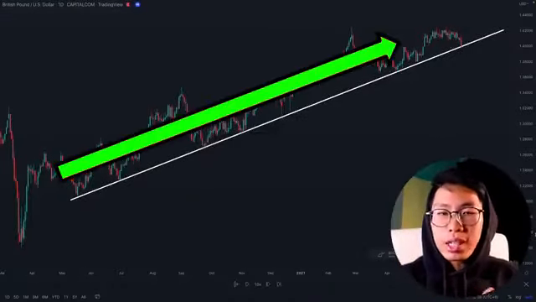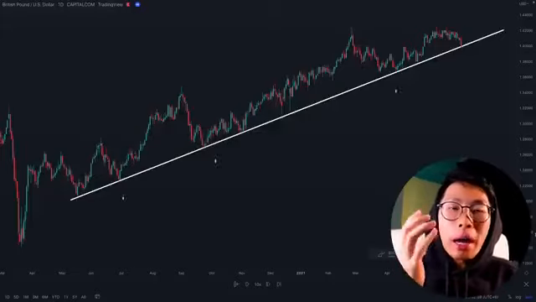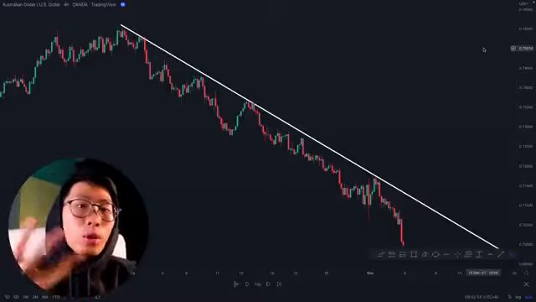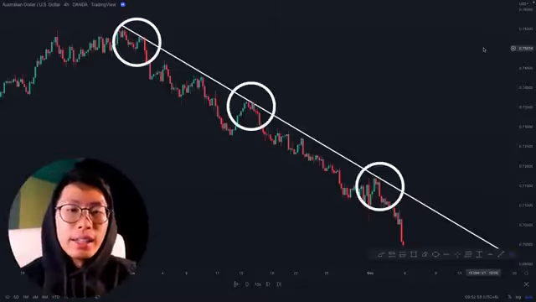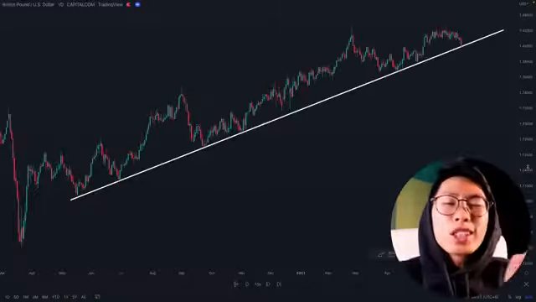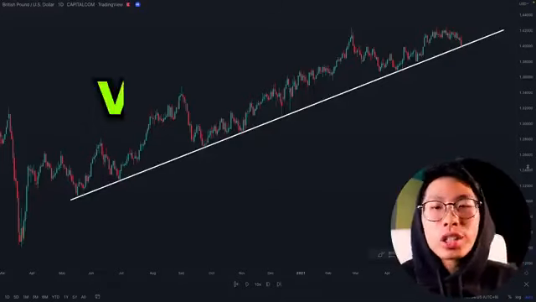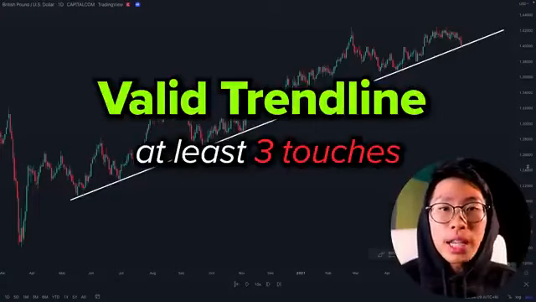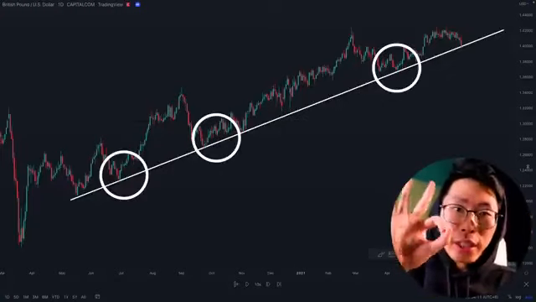Obviously. In an uptrend just like this, you want to connect all the higher lows with your trend line too. In a downtrend, you want to connect all the lower highs with your trend line. Make sure you try to get as many touches as you can, because for a trend line to be valid, the price has to touch it at least 3 times.